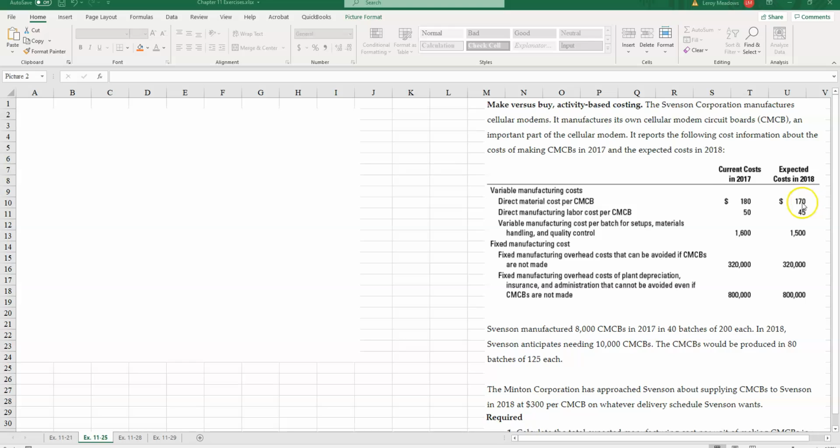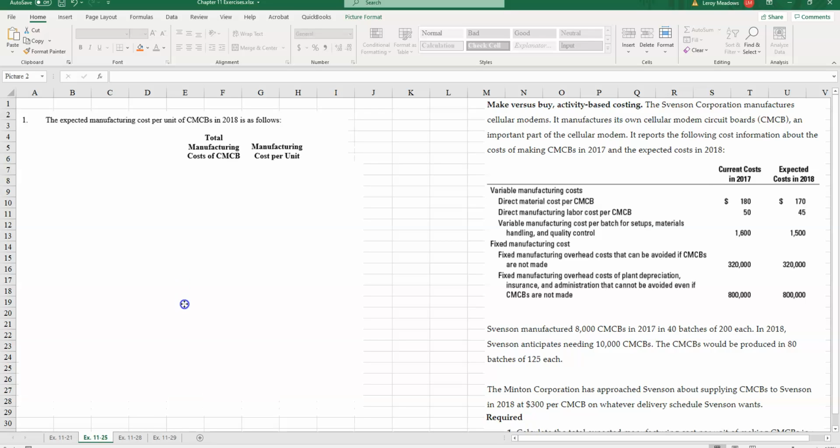Now, our expected cost for direct materials per CMCB is $170. If I anticipate needing 10,000 CMCBs, what is the total direct materials cost? Well, it's going to be $170 times 10,000. So my total manufacturing cost for direct materials is going to be $1,700,000.